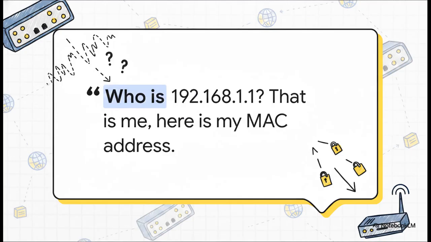Then we have ARP. To really understand ARP, imagine a network switch standing up and shouting into a crowded room, "Hey, who has the IP address 192.168.1.1?" And then, a specific router raises its hand and replies, "That's me. Here is my physical MAC address." That is exactly what's happening under the hood on a local network.